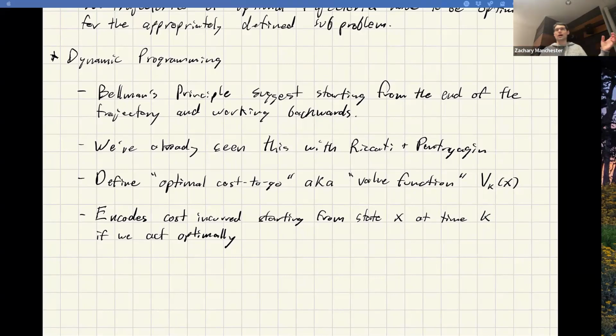Then if it's an infinite time one, it converges to a steady state V that doesn't have any time index on it, right? And then it's just V of X for any X, it's not time dependent. Make sense? Okay, so this is problem dependent. It depends on the exact problem you wrote down, but all the usual things apply.